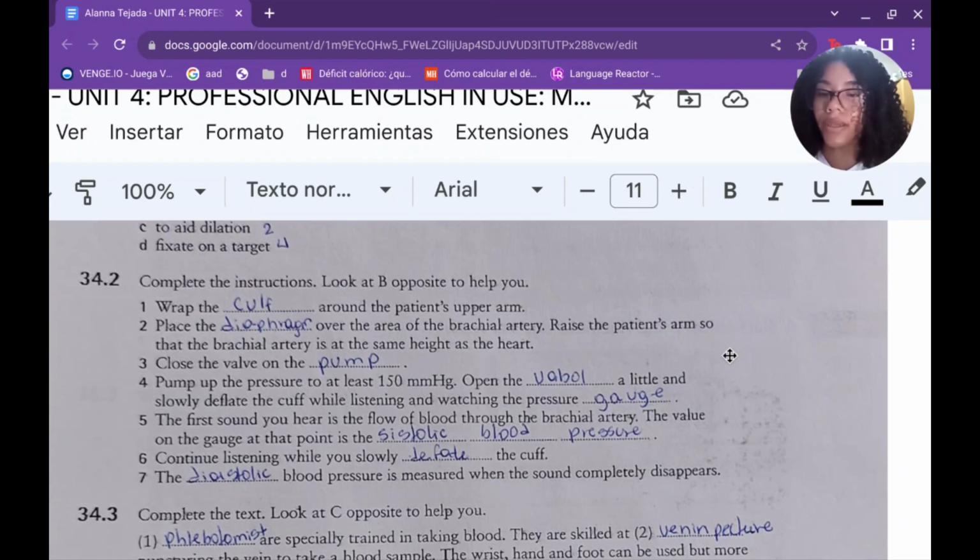5. The first sound you hear is the flow of blood through the brachial artery. The value on the gauge at that point is the systolic blood pressure. 6. Continue listening while you slowly deflate the cuff. 7. The diastolic blood pressure is measured when the sound completely disappears.